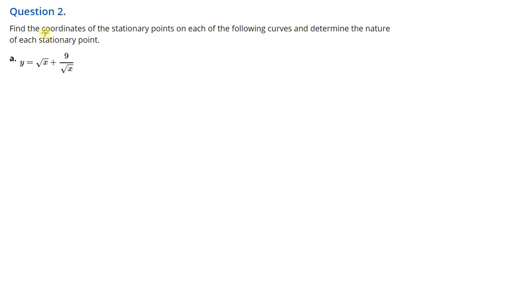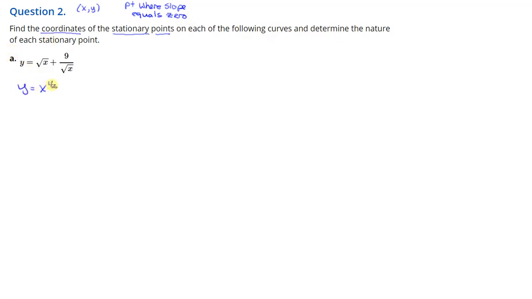In this problem, we're going to find the coordinates of the stationary points. Now, coordinates are an x and y pair, and the stationary points are points of a function where the slope is going to be 0. And what we've got to do then is find the nature of each stationary point.